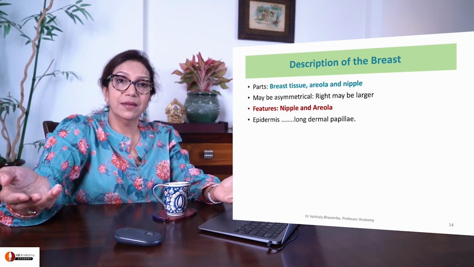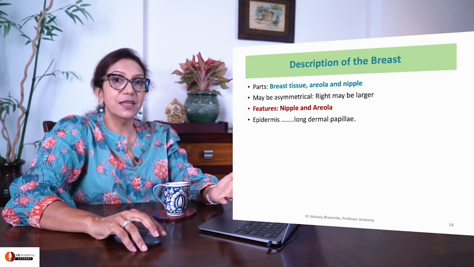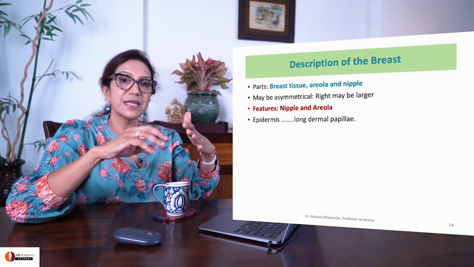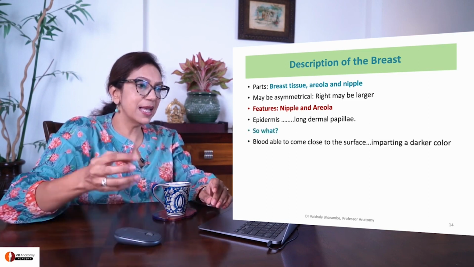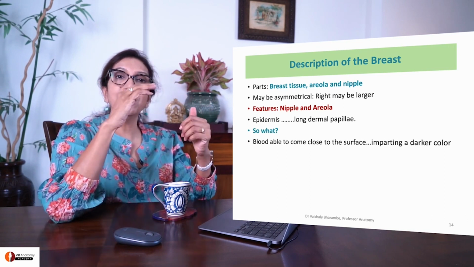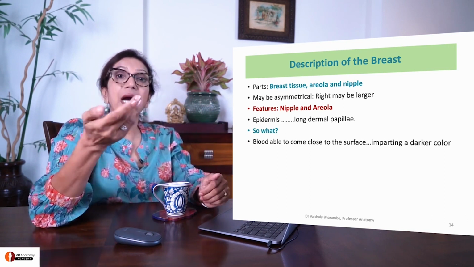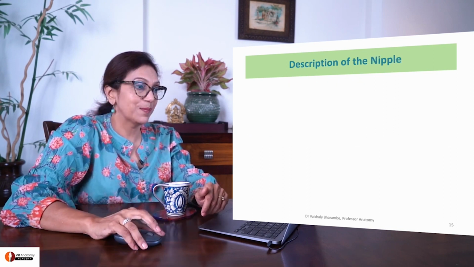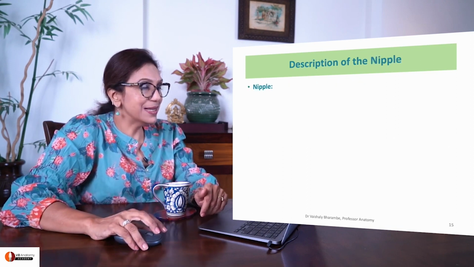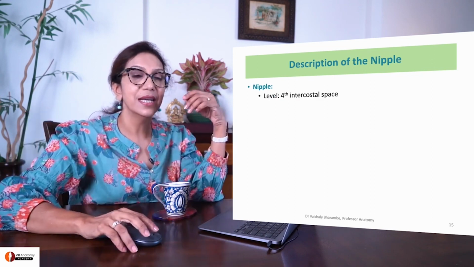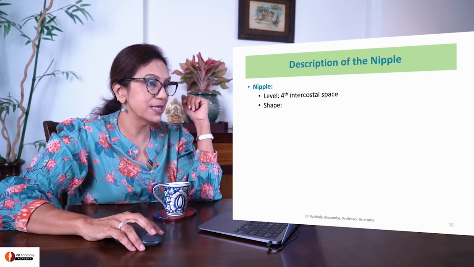Why are they darker? Because the epidermis here shows a lot of dermal papillae coming inside to the surface. Each dermal papilla is carrying blood vessels with it. So what happens? So much of blood is coming quite close to the surface, giving a darker appearance. This is the same that happens with your lips also. Right. So what is this area which we refer to as the nipple and where is it present? It's present on the fourth intercostal space.